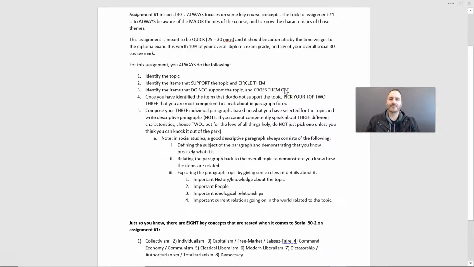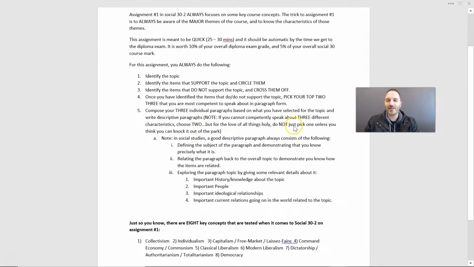Identify the items that do not support the topic and cross them off. We've done that too. Now, number 4 says, once you've identified the items that do and do not support the topic, pick your top 2 or 3 that you're most competent to speak about in paragraph form. We say 2 or 3, right? If you're not sure about 3 of them, then do 2. But guys, like, I mean, you can do 1 still and get an E, but usually I would argue there's more than 1 characteristic that is important to the topic, okay? Now, at this point, guys, what we need to do is compose your 3 individual paragraphs based on what you have selected for the topic and write descriptive paragraphs.